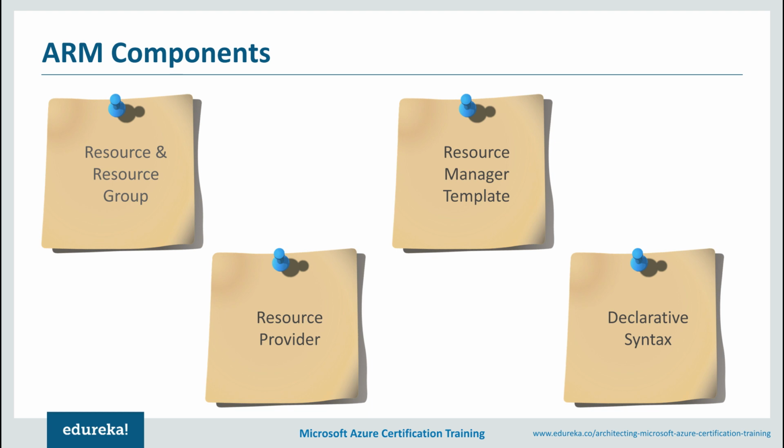You also have something called a resource manager template. It is nothing but again a template that would help you perform predefined tasks. And then you have something called declarative syntax. Now, this declarative syntax helps you prepare these templates. They're basically built in JSON, which deals with these kinds of templates. And using your declarative syntax, you can actually go ahead and build these resource manager templates as well.